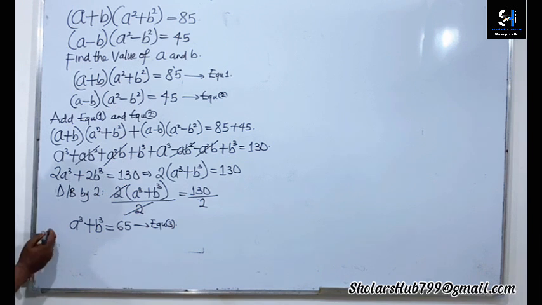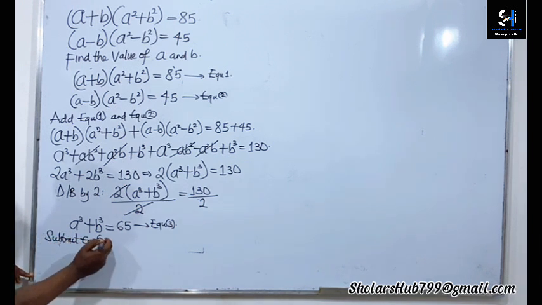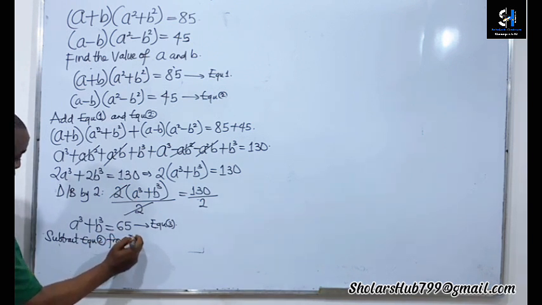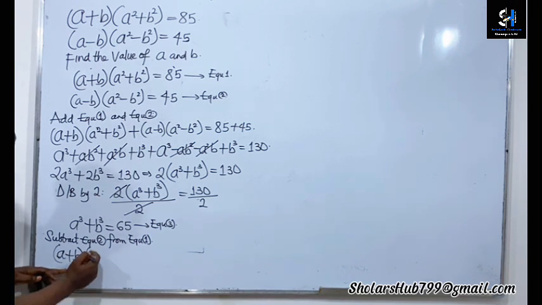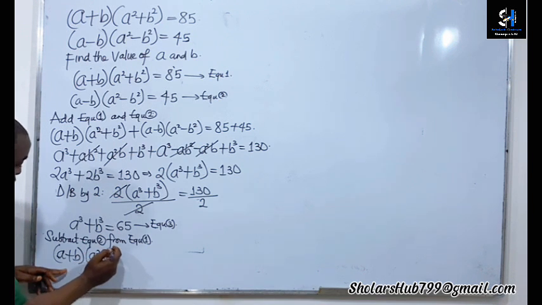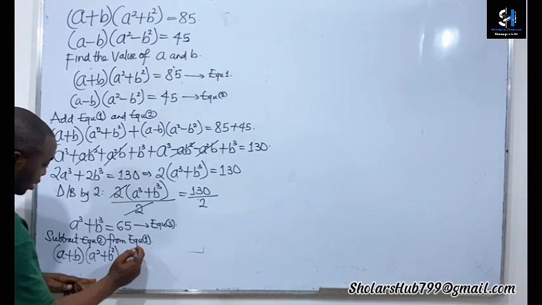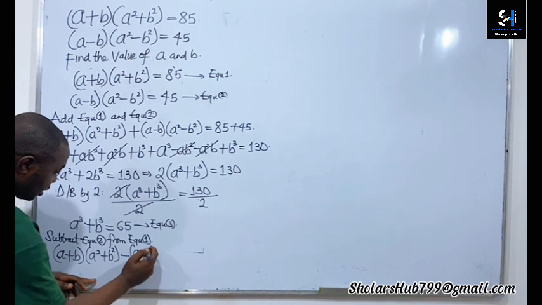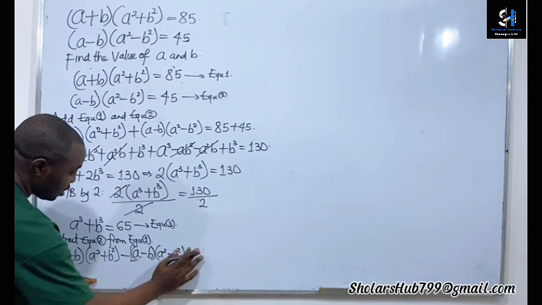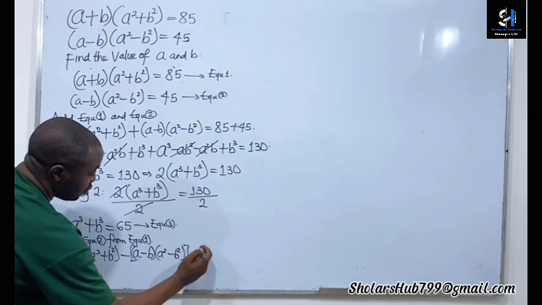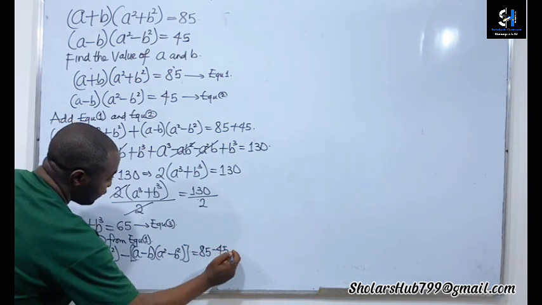All right, so to write equation 4, we need to subtract equation 2 from equation 1. So let's subtract equation 2 from equation 1. Okay, so we have equation 1 to be the product of (a + b) and (a² + b²), minus the product of (a − b) and (a² − b²), and that equals 85 − 45.